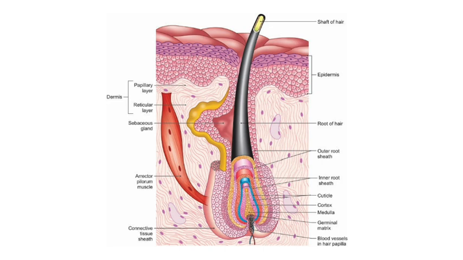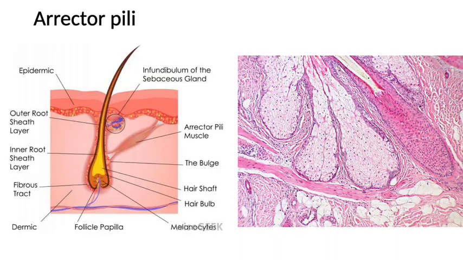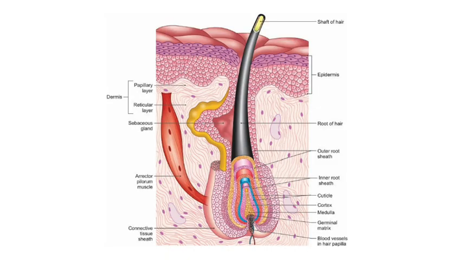So the hair root consists of, if you can see in this diagram, a medulla, a cortex, and a cuticle. So the hair root is covered by inner root sheath. Inner root sheath is derived from the stratum corneum, we have seen in the layers, whereas the outer root sheath is made up of stratum spinosum or stratum basale.